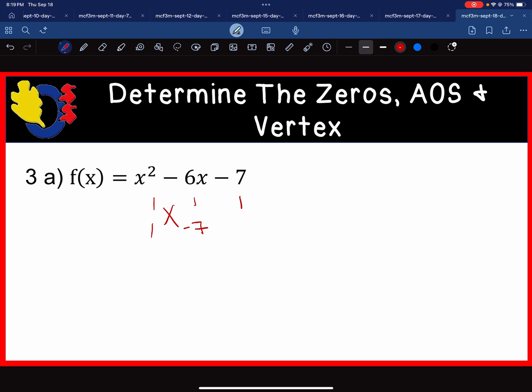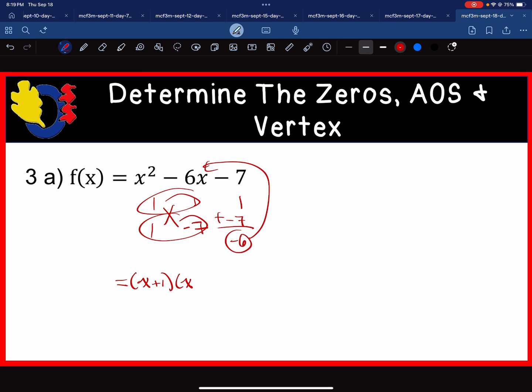Okay, so 1 times 1 is 1. 1 times -7 is -7. When we add that together, we get -6, which is our middle term. So putting it all together, x plus 1, x subtract 7. So the zeros are x equals -1 and x equals 7. So (-1, 0) and (7, 0).